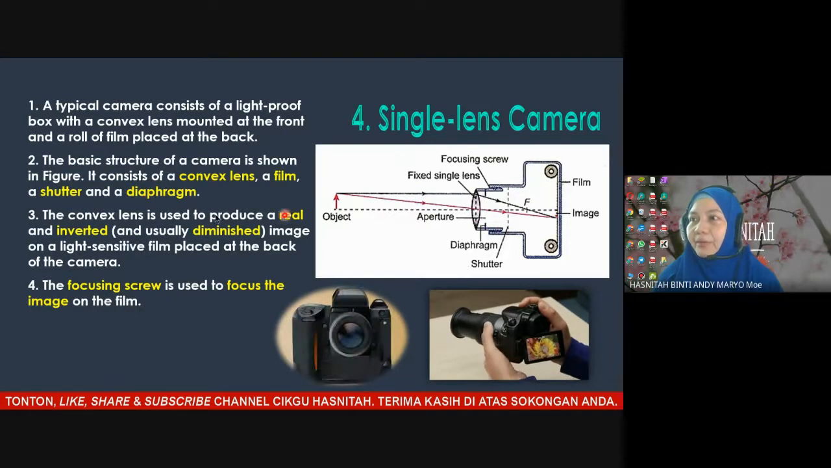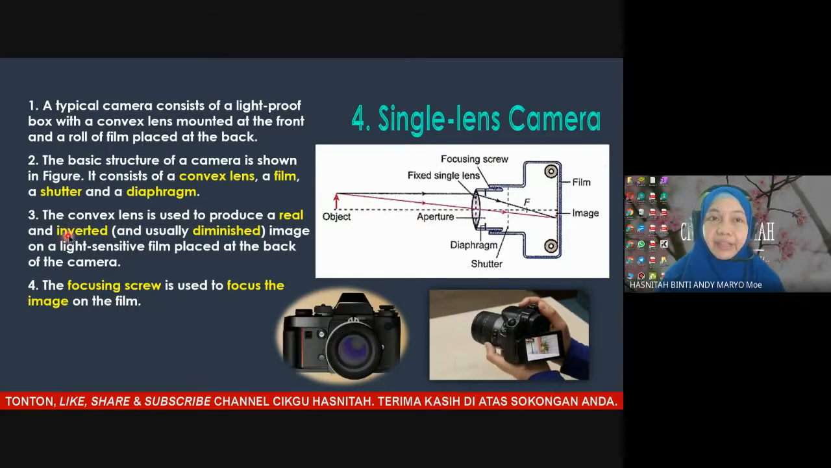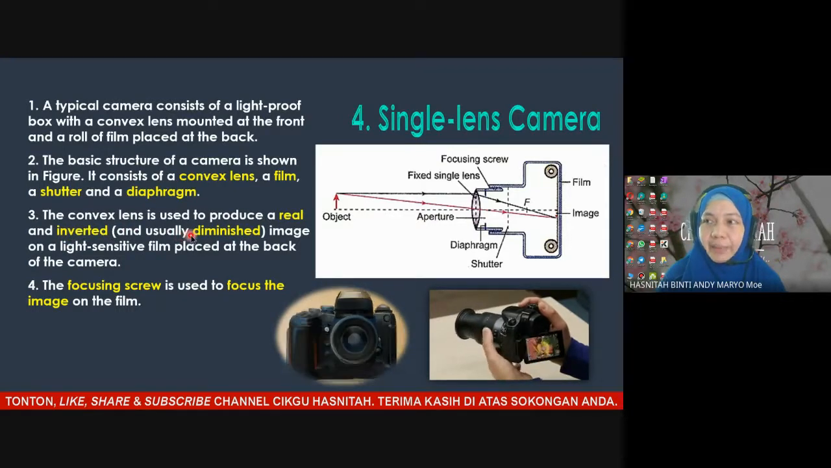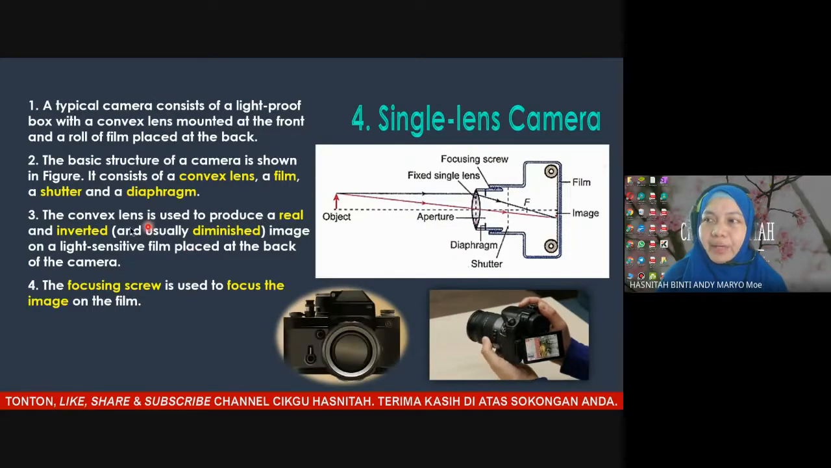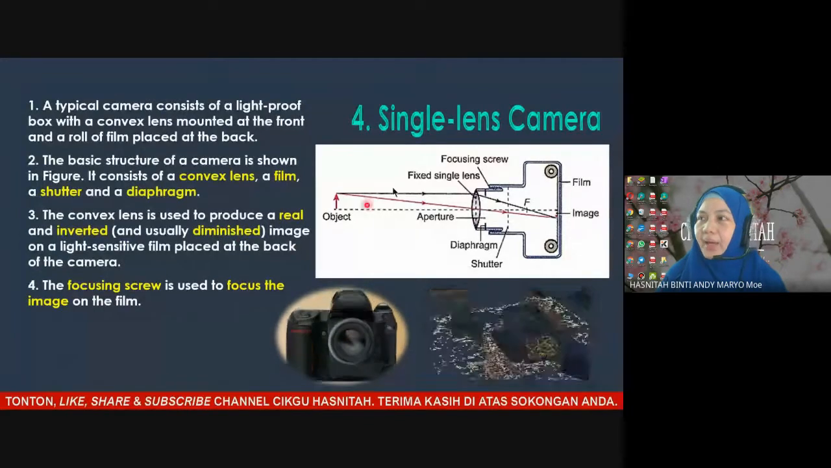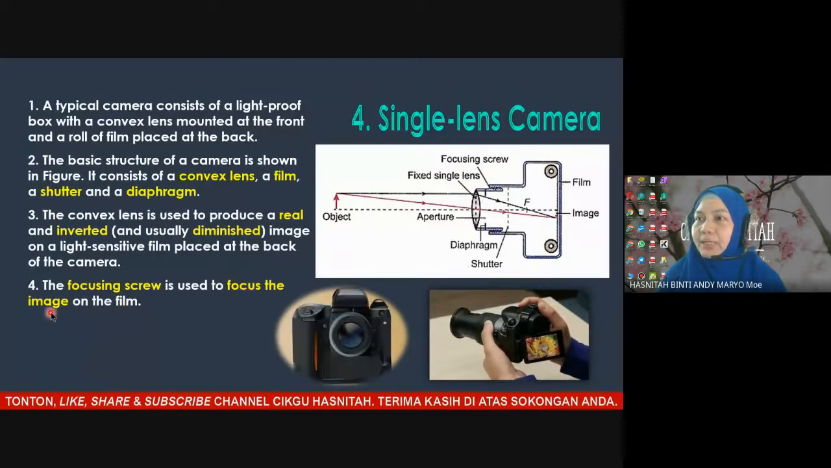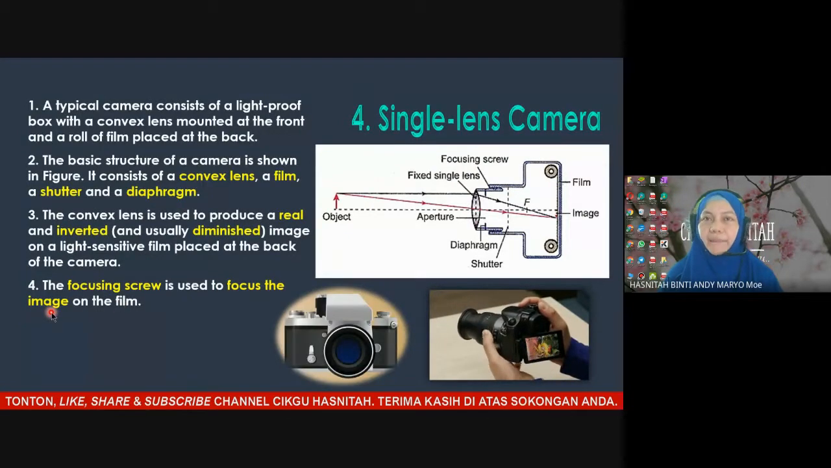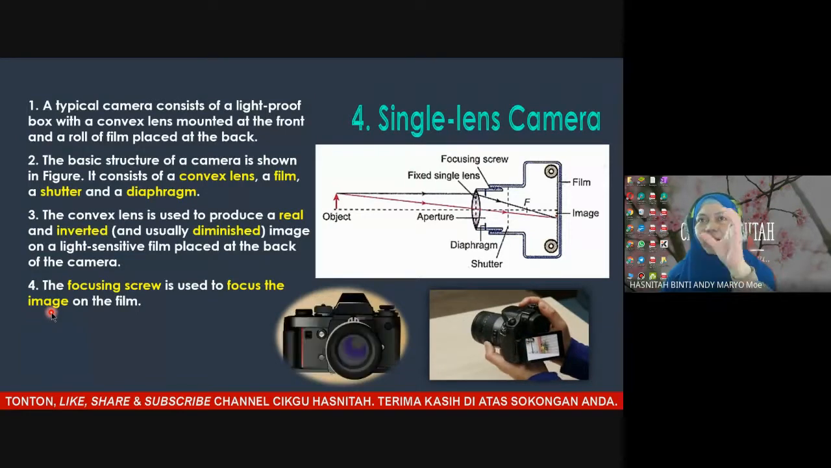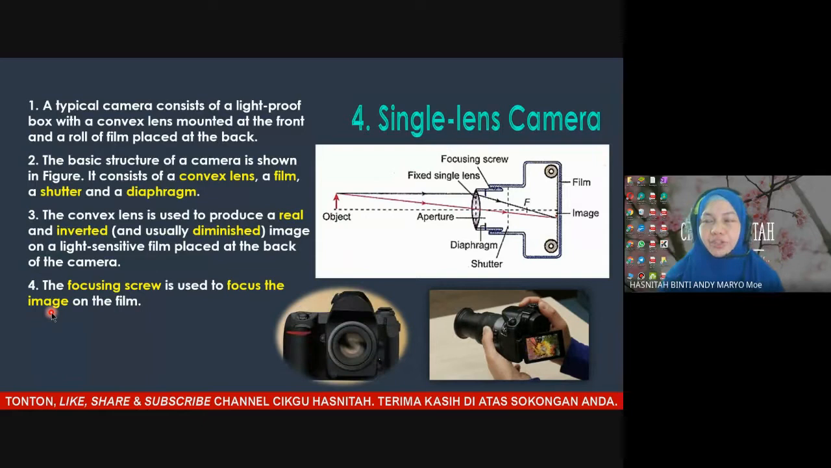Diaphragm is here. So the convex lens is used to produce a real, inverted and normally diminished image on a camera. So a camera produces a real, inverted, and diminished image. Okay, and this is the focusing screw. You can see the focusing screw is used to focus the image on the film. So we can adjust until we get the sharpest image, then only we take the picture.